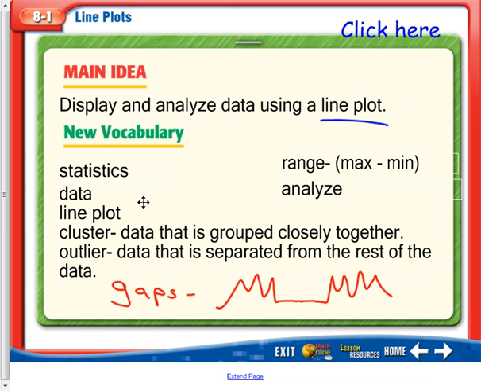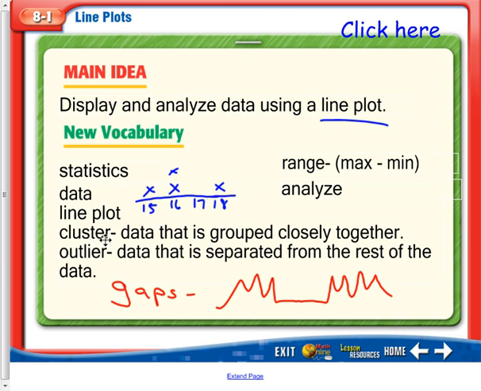And a line plot is where you have a line with some numbers down here, so like 15, 16, 17, 18, and then whenever you have a piece of data, you put an X. So if we have a 16, then if we have an 18, then if we have another 16, then we have a 15. And so this is what a line plot looks like.